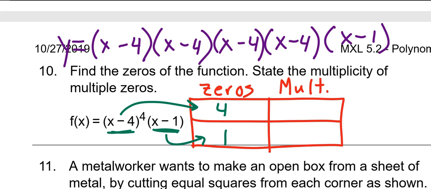Why did I write out the x minus 4 4 different times? Because that's the exponent. So what is the multiplicity of the 0, 4? How many times does it occur as a factor? 4 different times.